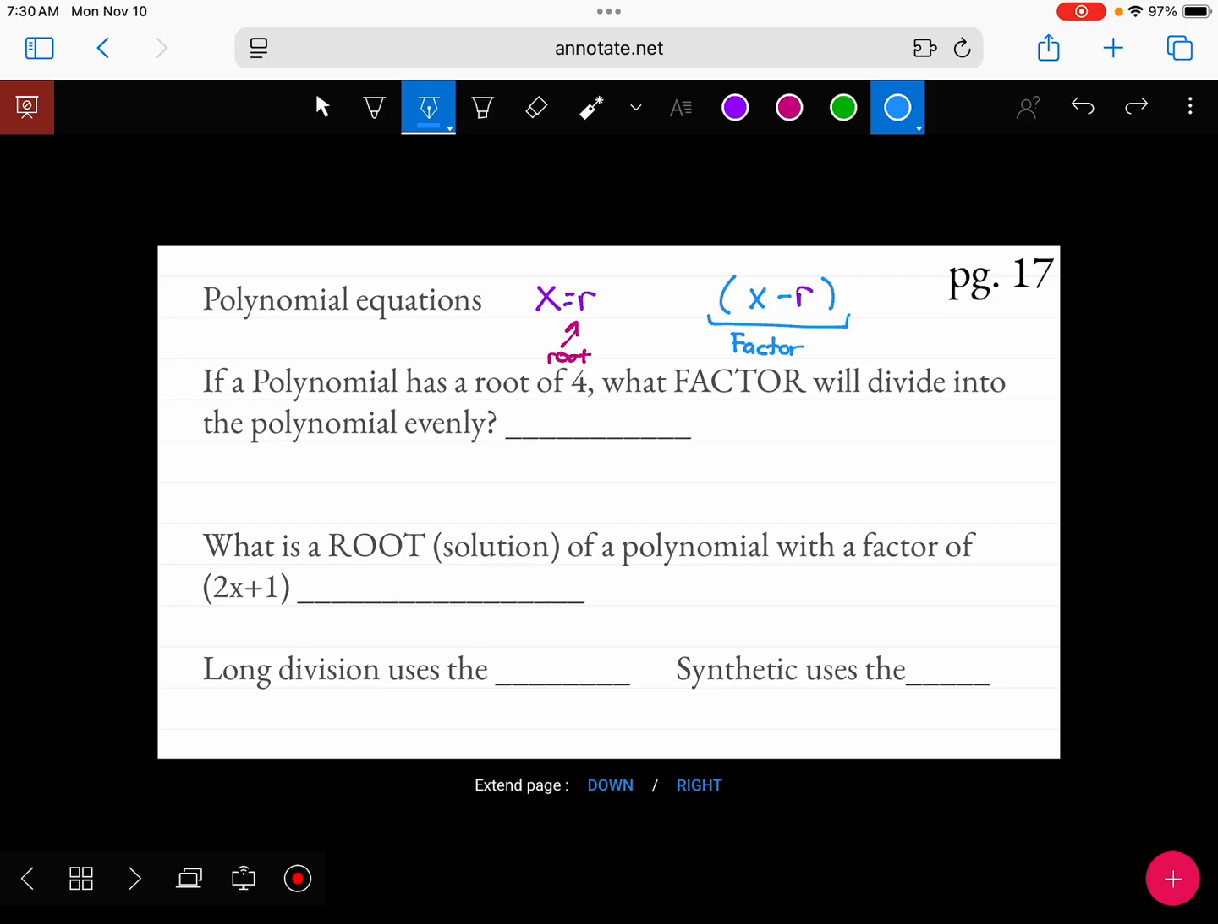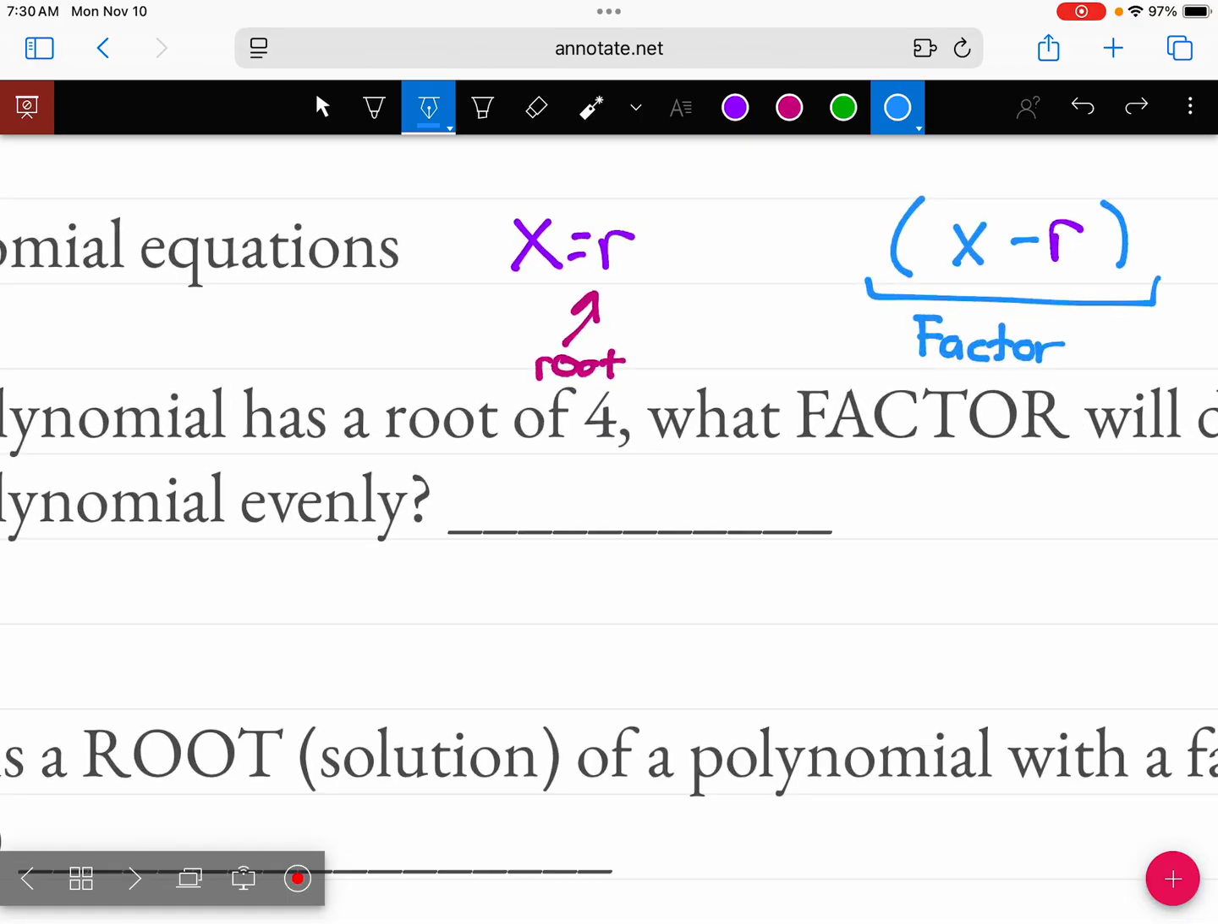So if we have a root of 4, that's what this first question says. We have a root of 4, x equals 4, is our solution. What factor would that be? How would we write a root of 4 as a factor? But we got to have the whole thing. We got to include that x too. So the factor would be x minus 4. So the factor has the x in it. The root is what x equals. So a lot of times that will be when we take our factors and we set them equal to 0.